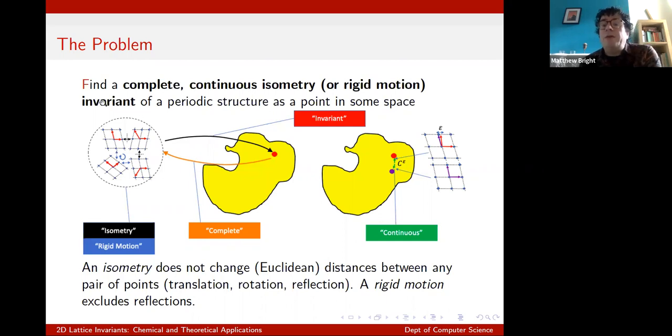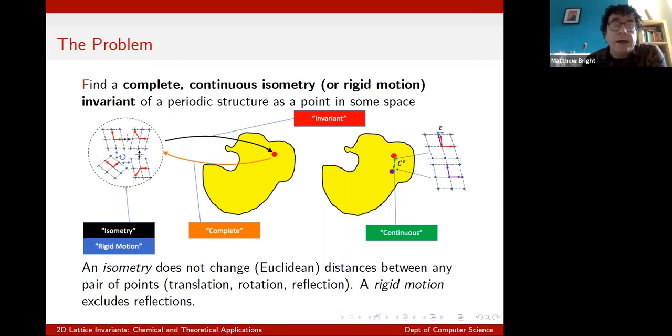As a very brief schematic summary of what our problem is in general, chemically, we can say it in one sentence: finding a complete continuous isometry or rigid motion invariant of a periodic structure as a point in some space. Those are all technical words, of course, and we can use this schematic to unpack what they mean, and the easiest thing to look at are indeed the 2D lattices here.